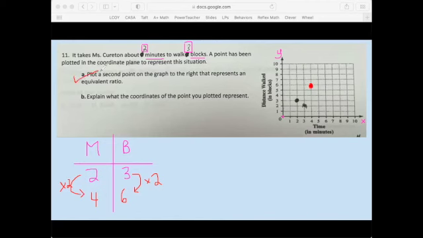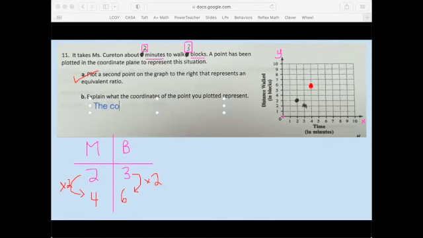First, we got to do part A, which we did. Now we need to explain what the coordinates of the point you plotted represent. And I kind of explained that. And thank God I just found the text tool so I could type in text. Okay, there we go. So explain what the coordinates of the point you plotted represent.